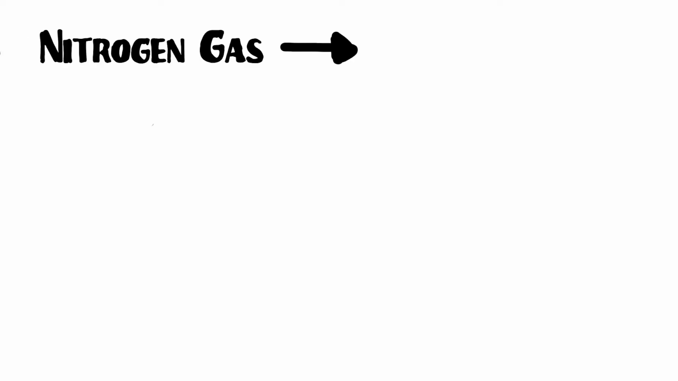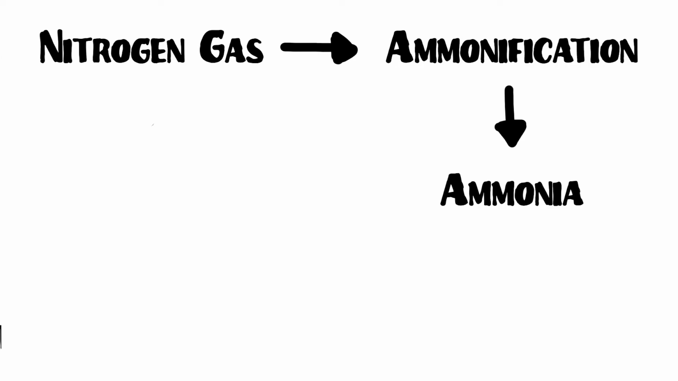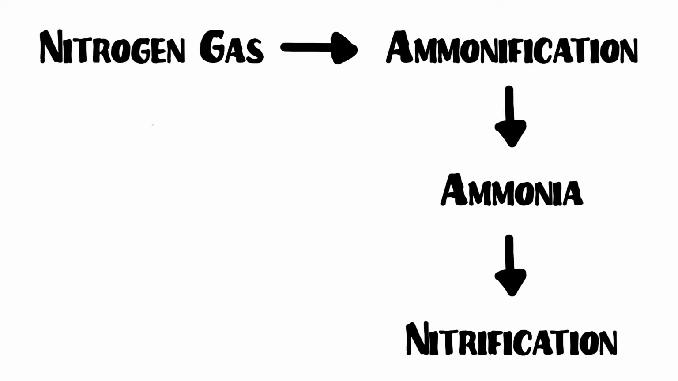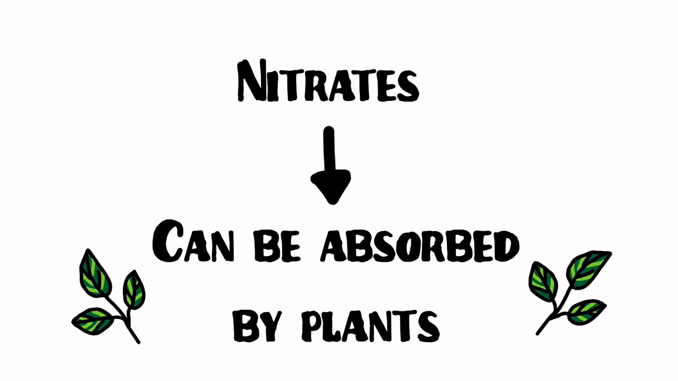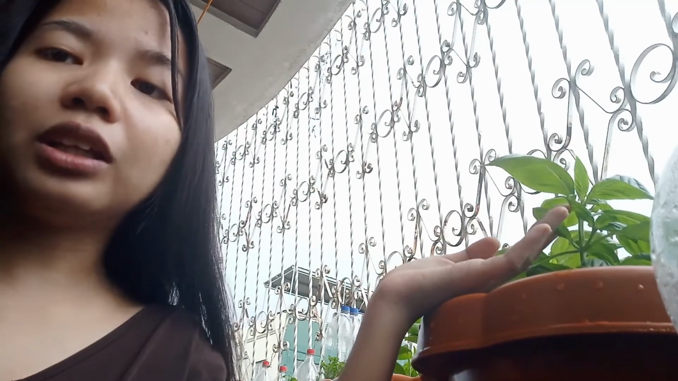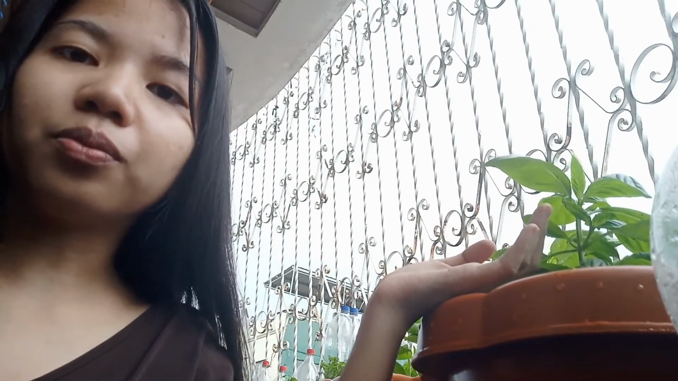Bacteria take nitrogen and it goes through three steps. First is ammonification, then nitrification, and finally denitrification. The nitrogen gas is taken from the atmosphere and turned into ammonia, which is then processed by nitrifying bacteria and turned into nitrites. These nitrites eventually turn into nitrate, which is the form of nitrogen that can be absorbed by plants. Once the nitrogen is turned into nitrate, these plants will take the nitrate and use it to grow.